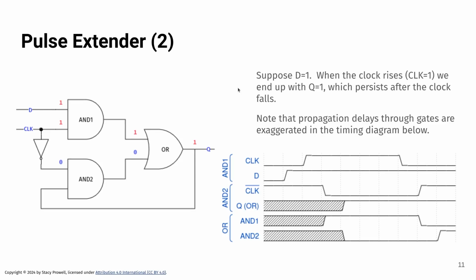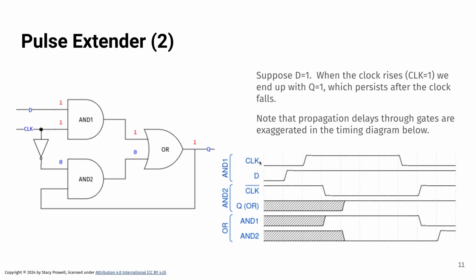And I've broken them up. I've indicated which signals correspond to the inputs to each gate. So clock and D are the inputs to AND 1. The inverted clock and the prior Q signal, or the output of the OR, are the inputs to AND 2. And AND 1 and AND 2 are the inputs to the OR. So there you go. So let's see what happens.